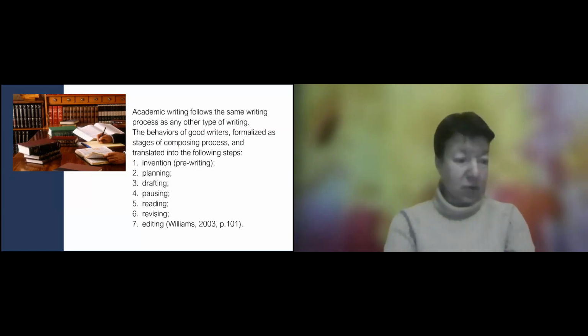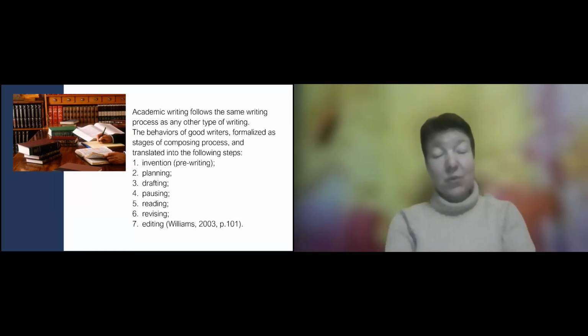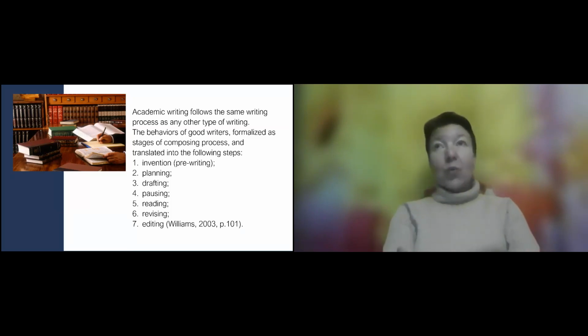This is again something to just review, that academic writing follows the same writing process as any other type of writing. The behaviors of good writers can be listed as invention, planning, drafting, pausing, reading, revising, and editing. However, it's not just 1, 2, 3, 4, 5, 6, 7. Very often it's 1, 2, 3, 1, 2, 3, 1, 2, 3, and then 4, 5, 7, 5, 6, 7, or in any other combination, because the writing process is recursive, right?